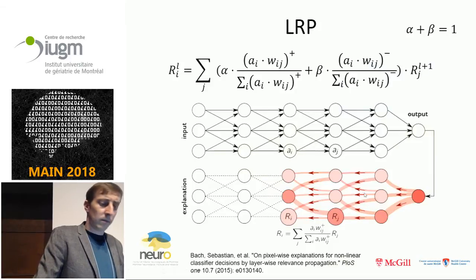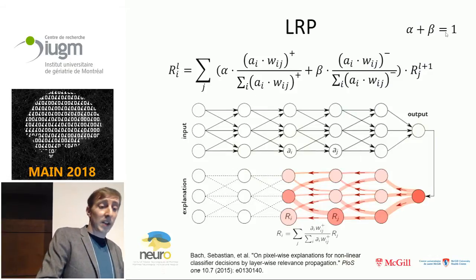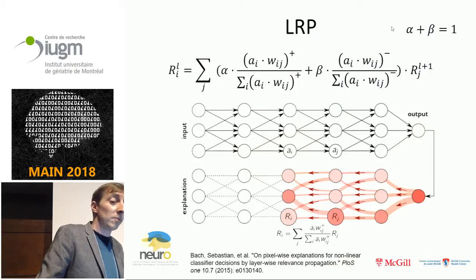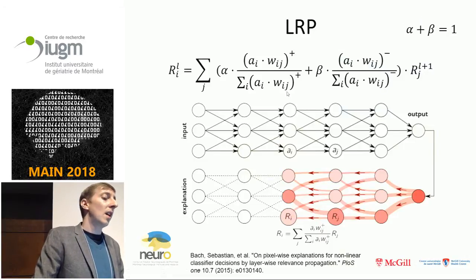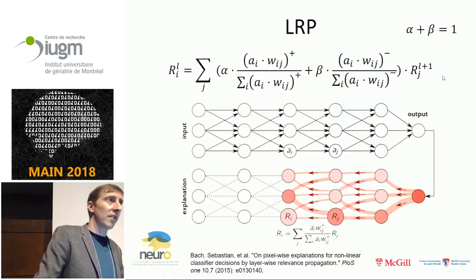You've got to work out a rule for max pooling, and there are implementations of these, but there's a lot of decisions to be made too, and I think that you can make good ones. Oh, there's also the additional constraint that alpha plus beta must equal 1. And the alpha 1, beta 0 rule is the simplest form of this that just ignores the negative evidence.